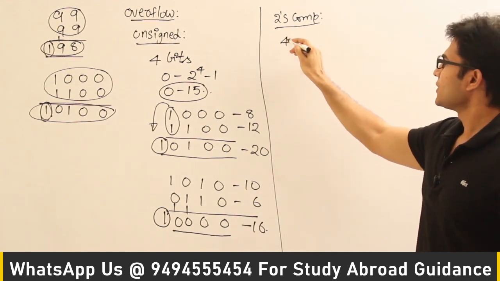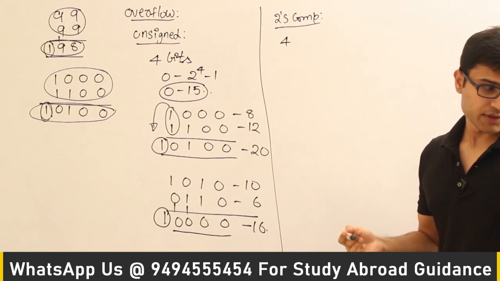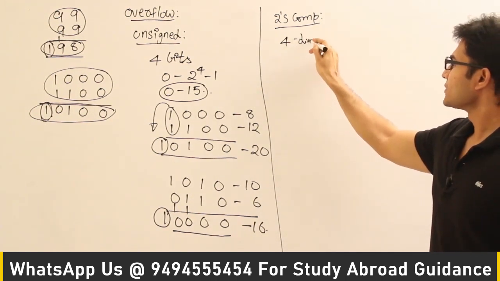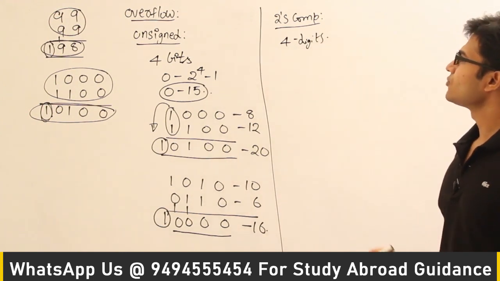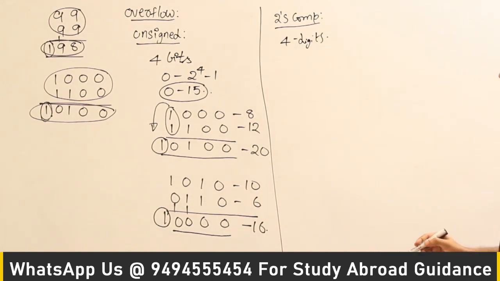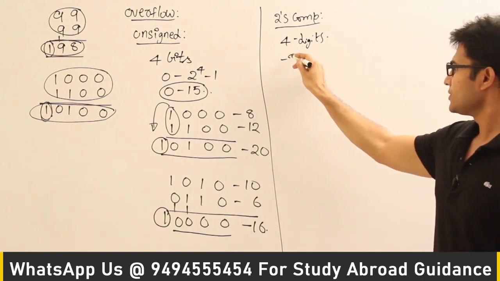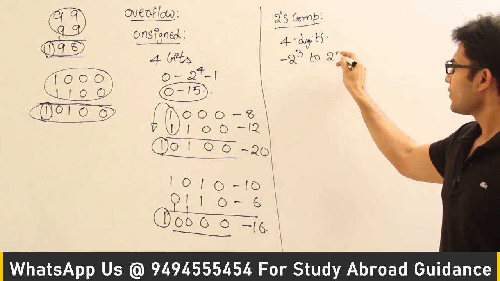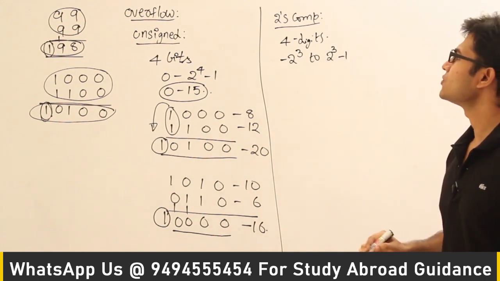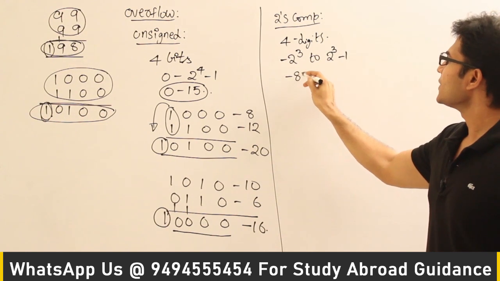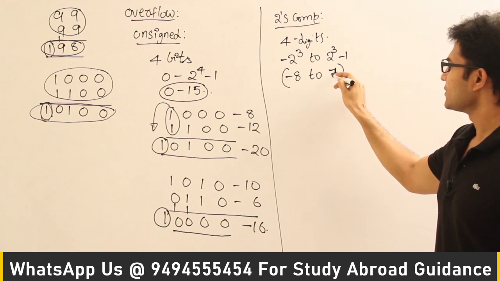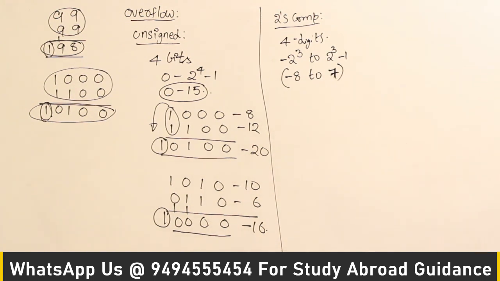What is the maximum 4-digit number? What is the range of numbers that can be represented in 4 digits? Using 4 digits, in case of 2's complement, what is the range? I think you remember that the range is minus 2 power n minus 1 to 2 power n minus 1 minus 1. So what does it mean? Minus 8 to plus 7 is the range that we can represent in this. Now if anything occurs beyond that, then we cannot represent it, right?